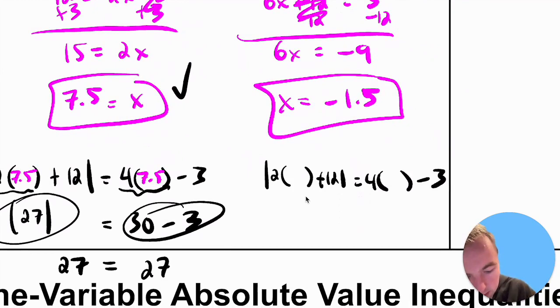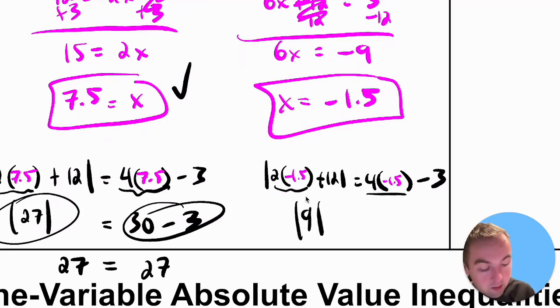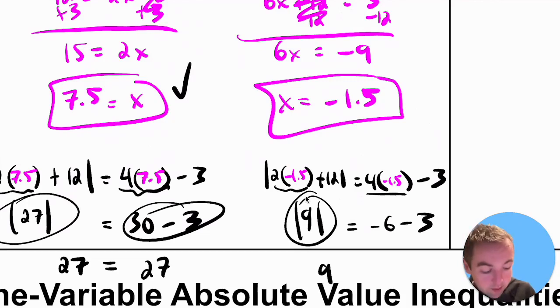So negative 1.5. Okay. If we go to the left-hand side, 2 times negative 1.5 is negative 3, and negative 3 plus 12 is 9. So we get 9 in the absolute value. 4 times negative 1.5 is negative 6, so we get negative 6 minus 3. The absolute value of 9 is positive 9, and negative 6 minus 3 is negative 9.